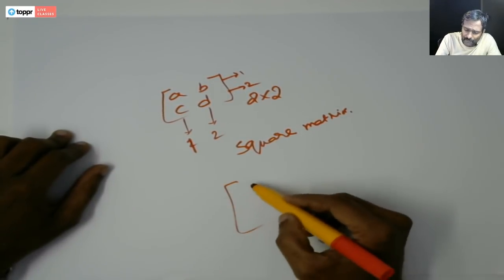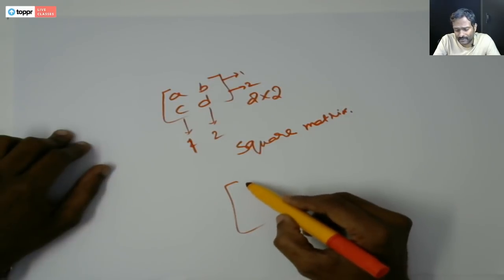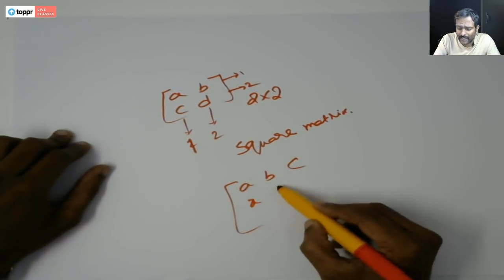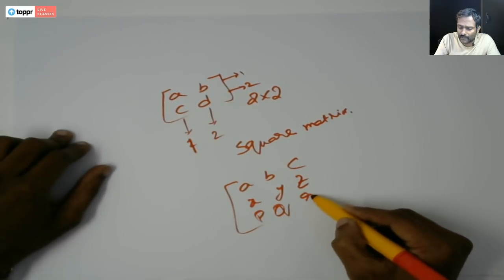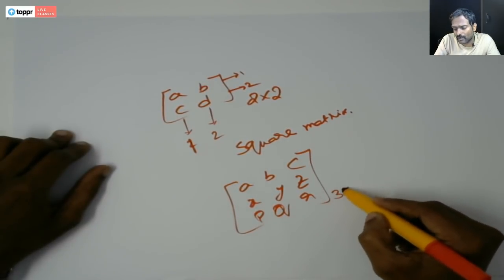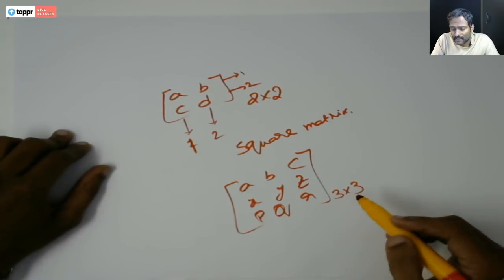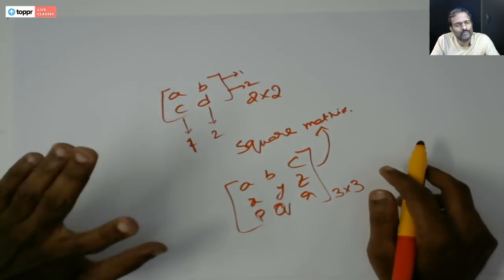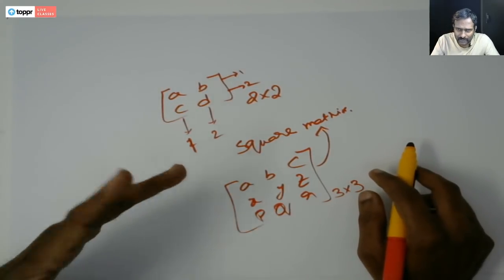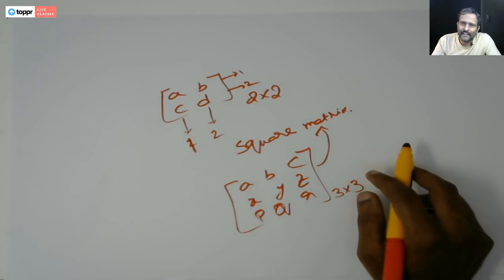For example, one more example of a square matrix is A, B, C, X, Y, Z and P, Q and R. This is one more matrix whose order is 3 by 3. So this is also an example of a square matrix. A square matrix is nothing but a matrix whose number of rows and columns are equal.